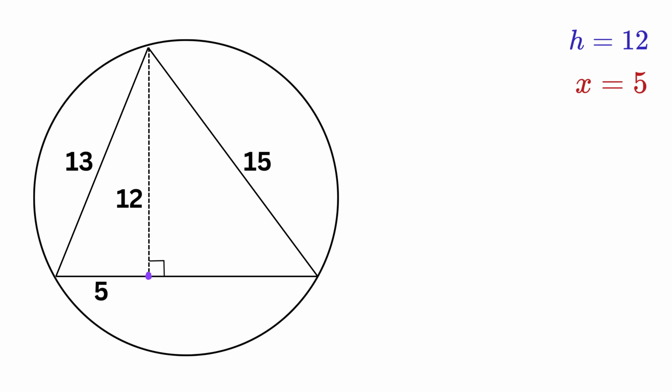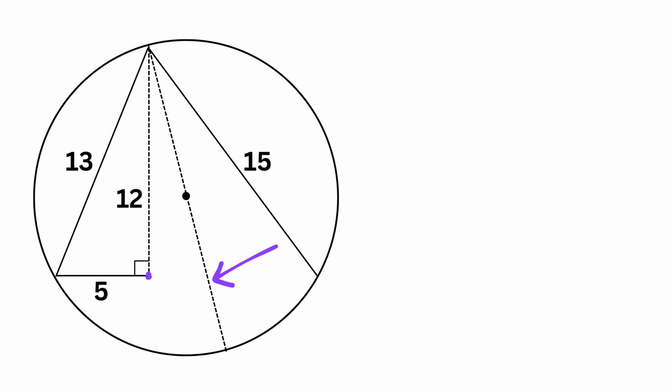Great. Now let's move on to the final part. We will draw a line from this vertex, passing through the center of the circle, and extending to meet the circle again, on the opposite side at this point. This line is the diameter of the circle, which is twice the value of the radius. Label it as 2 times r, where r is the radius of this circle.